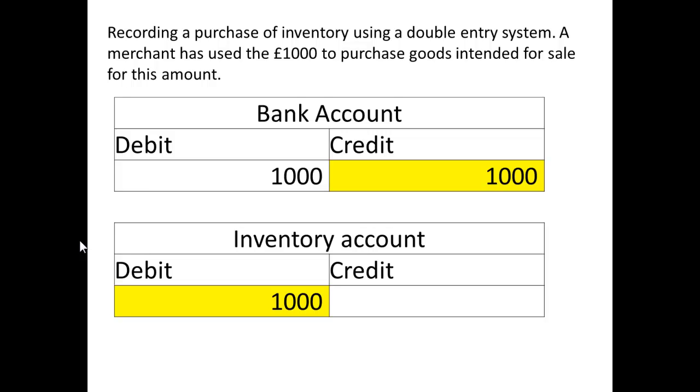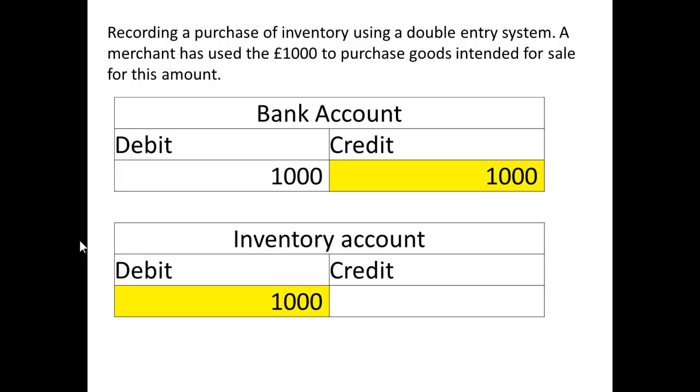In fact, he's more likely to be the first person who made a full record of how to carry out double entry accounting. So, recording a purchase of inventory using a double entry system meant that the merchant, if he used £1,000 to purchase goods intended for sale, well, his bank account would have a credit of £1,000, and the inventory account would have a debit of £1,000.